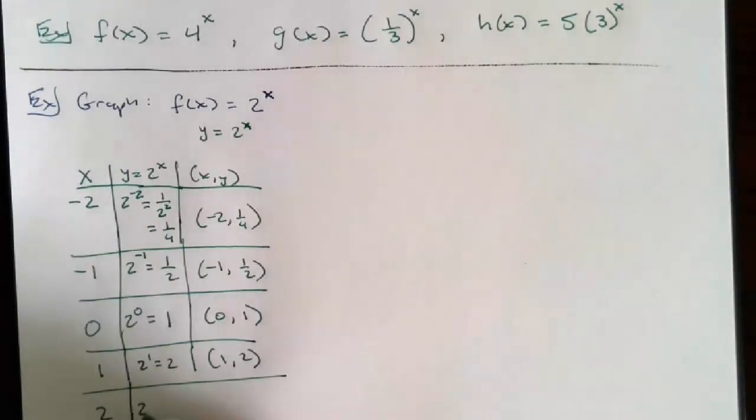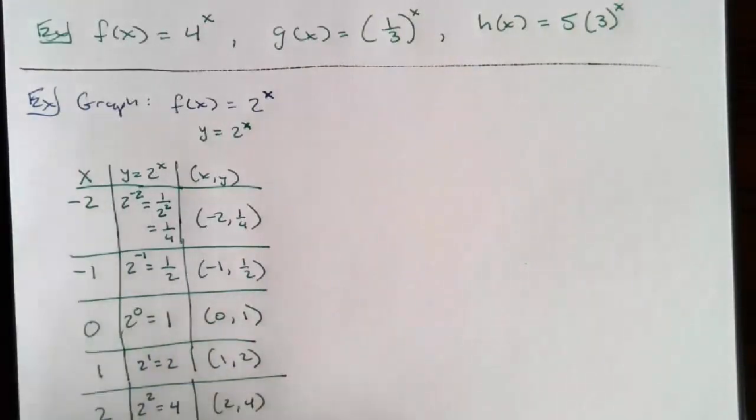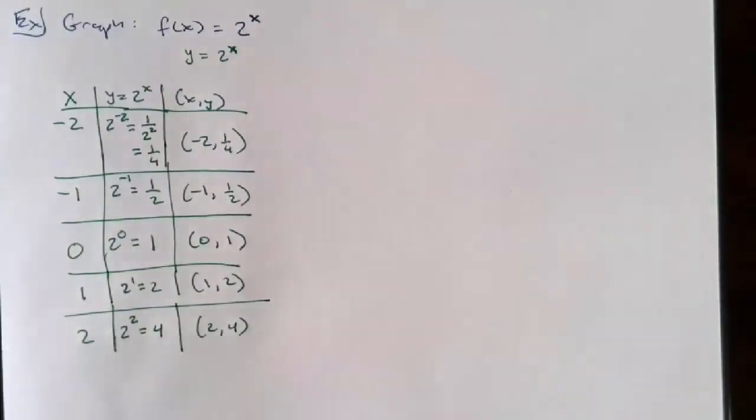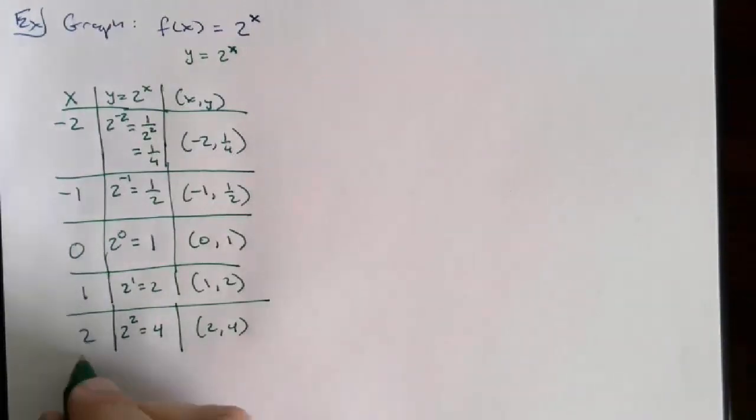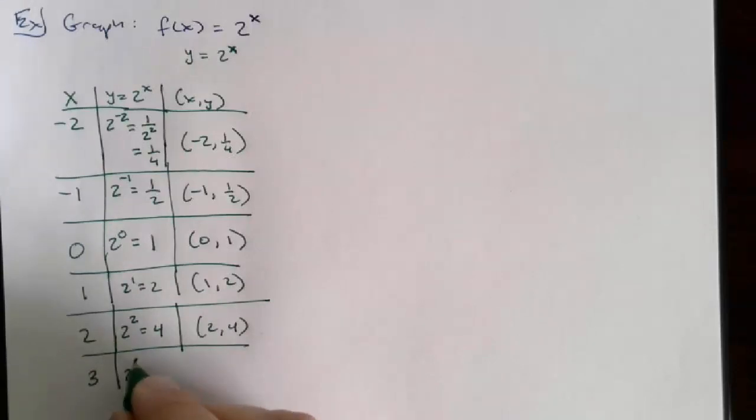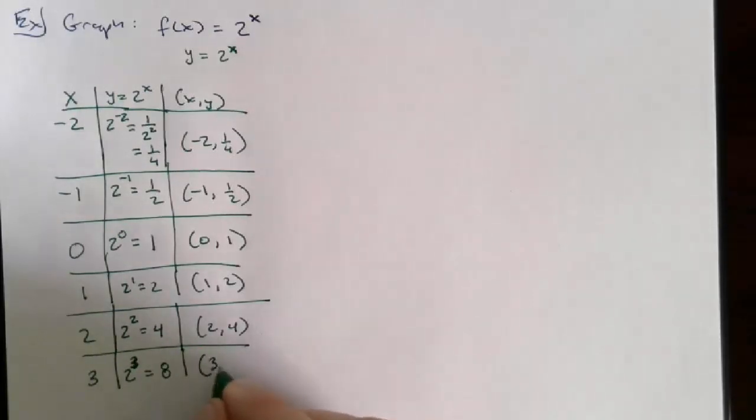When x equals 2, we have 2 squared. So the y value there would be 4. So we would have 2, 4. And we'll just look at one more. If I said for x equals 3, we'd have 2 to the third power. Remember, that means 2 times 2 times 2. 2 to the third power gives me 8, so we'd have the point 3, 8.